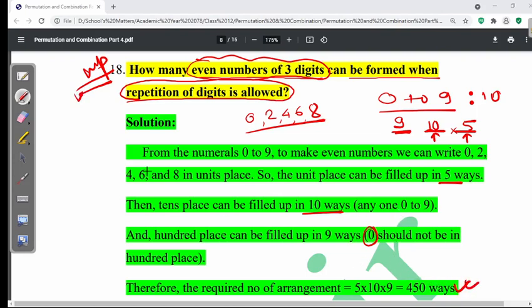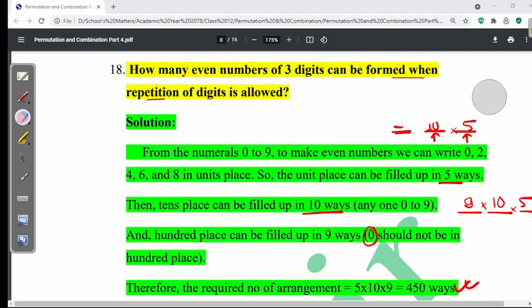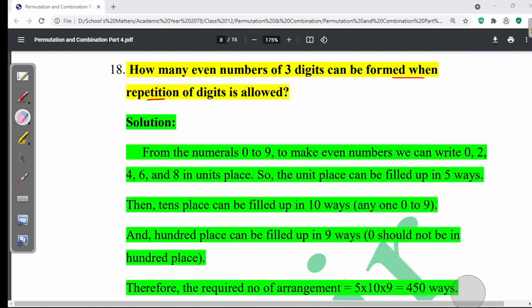I want to repeat it again. In the hundreds place, we should not put 0. So there we can arrange 9 different numbers. In the tens place, all numbers can be kept. And then the unit place, only even numbers. To make an even number, 0, 2, 4, 6 and 8 can be kept. So by the multiplication principle of counting, 9 times 10 times 5 is 450 ways we can make even numbers of 3 digits, if repetition of digit is allowed.